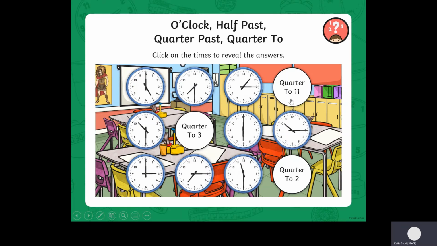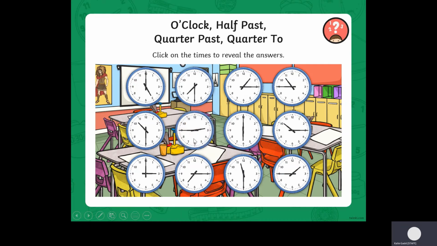Quarter to. Can you guess what this will look like? Where will the minute hand be pointing? So the minute hand is pointing at the 9. It is saying there's 15 minutes until 11 o'clock. It hasn't quite got to 11 yet. Again, the minute hand is pointing at the 9, 15 minutes until the next hour. And the same with quarter to 3. It's 15 minutes until the next hour. So we say quarter to 3.